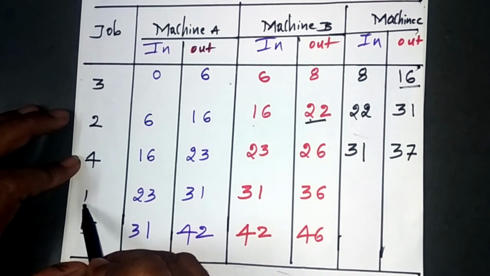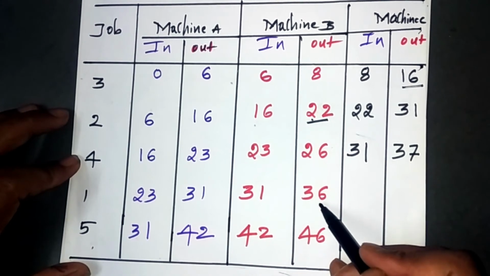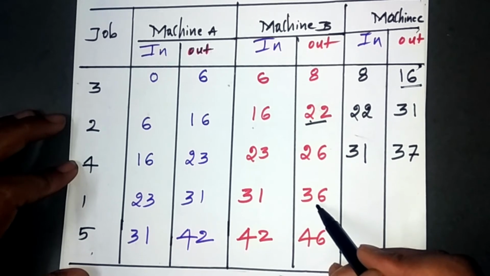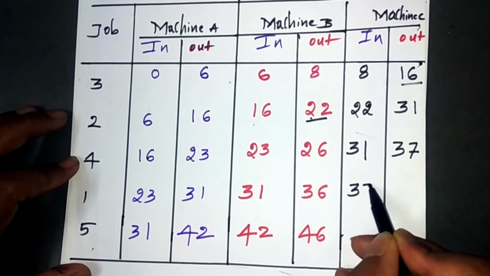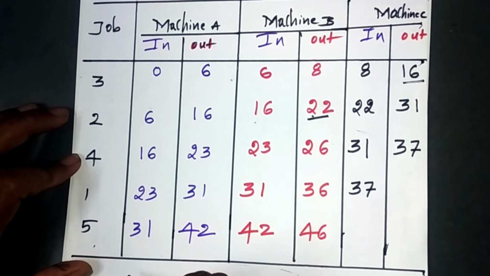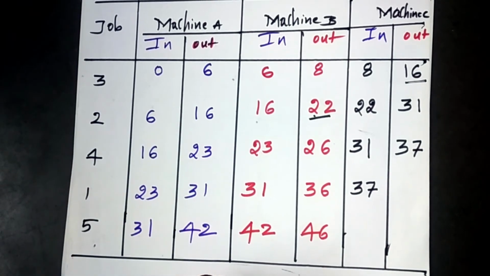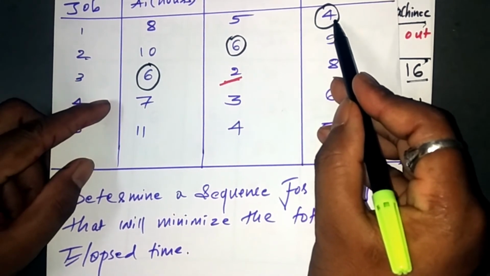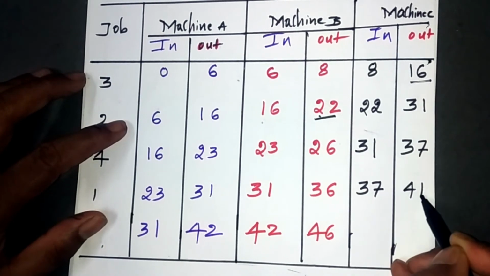Next we will write for 1 and 5 now. For job 1, it has completed its processing on machine B at 36 hours and it's going to enter machine C with the in time as, here we have a 36 and here we have a 37. So which is the maximum value here? 37 is the maximum value. So this is my in time for job number 1 on machine C. Now we'll see what is the time required for job number 1 on machine C. It takes 4 hours of processing time. So we should add 4 hours to this. So when I add 4 hours, my timing will be 41 hours.